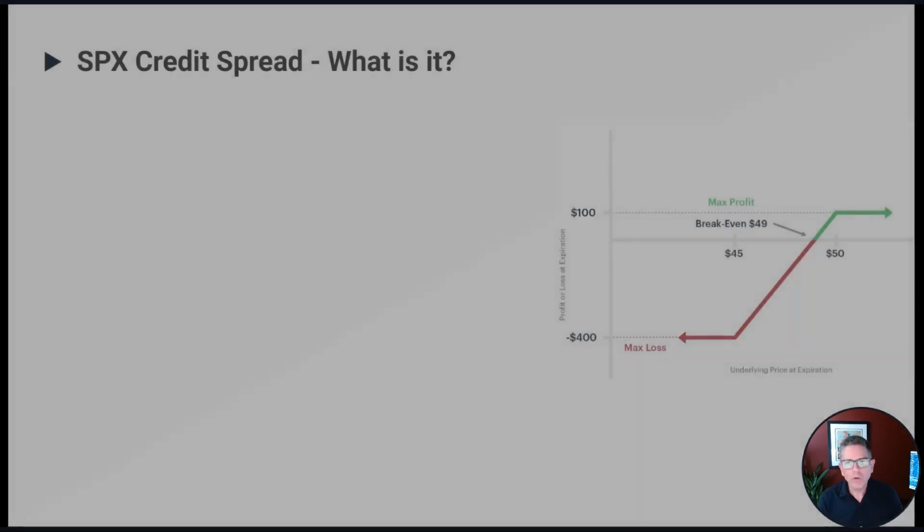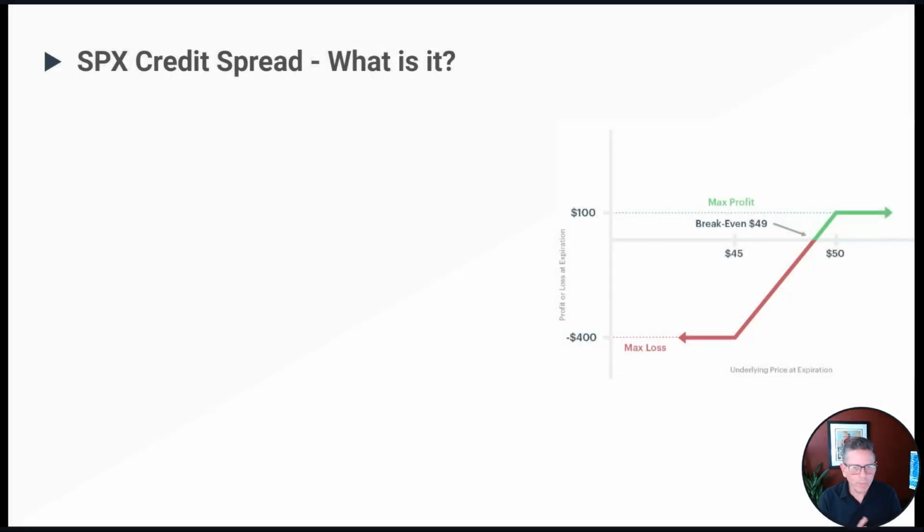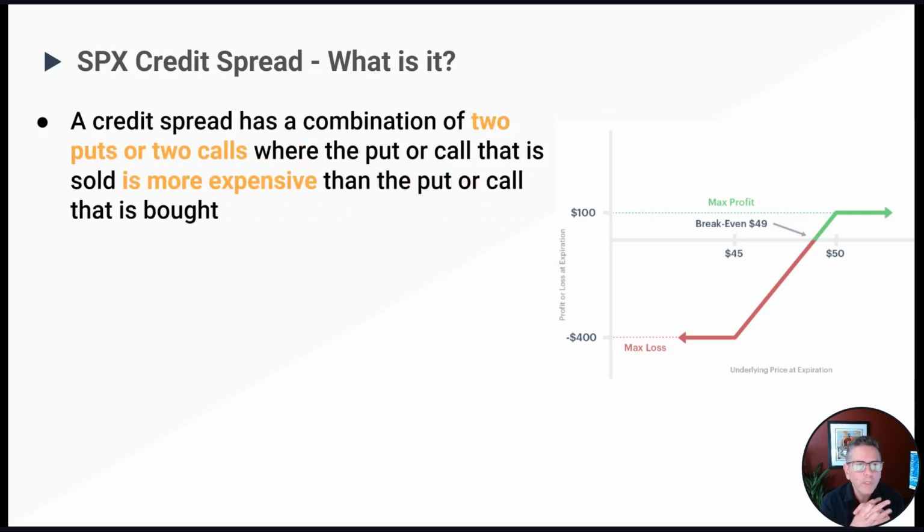Okay. All right. So before we get into the real meat and potatoes here, let's talk about what a credit spread is. Some of you may not know what it is, right? A credit spread is a combination of 2 puts and 2 calls, where the put and call that is sold is more expensive than the put and call that is bought. And when you're putting on a credit spread, you're selling a position and then you buy it back. Basically, that's how it works.